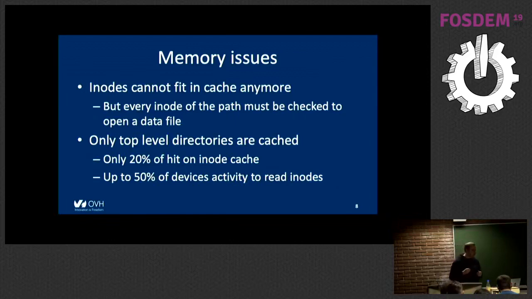And fetching data from disk, well, it's an IOPS, one or many IOPS. So we had half of the device IOPS capacity only used to fetch inodes from disk. It's not what we are expecting. The user wants the data, they don't care about the inode. So yeah, it's slow, really slow.